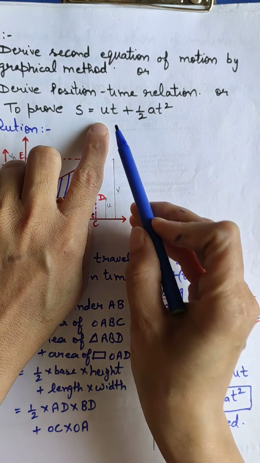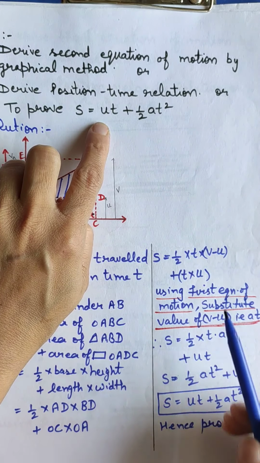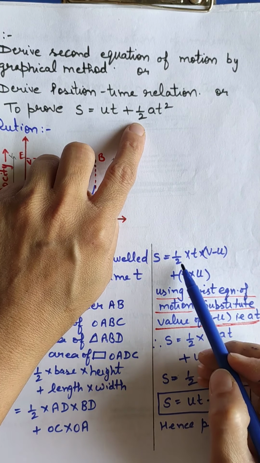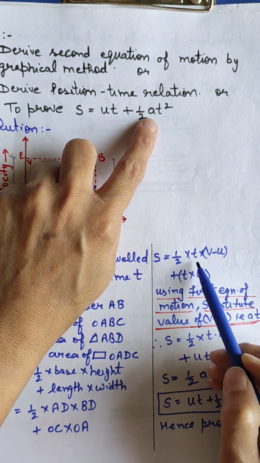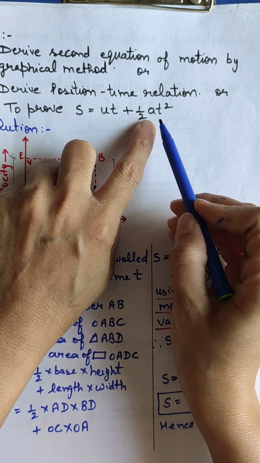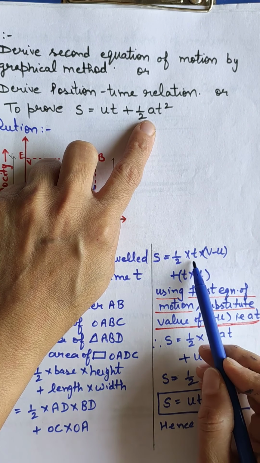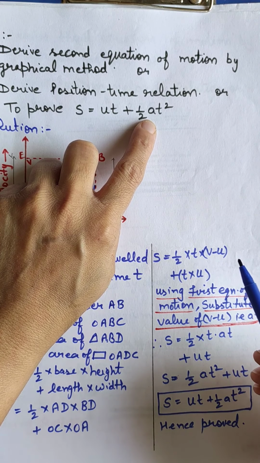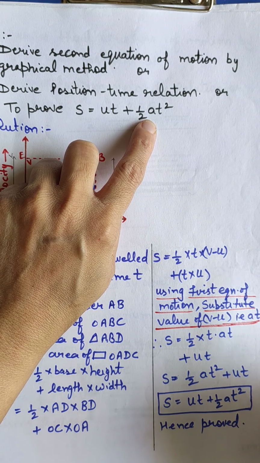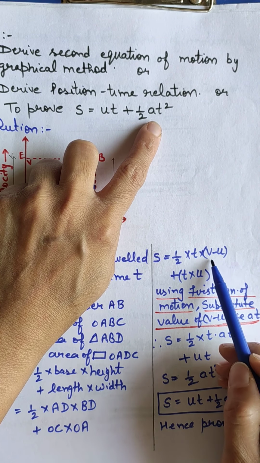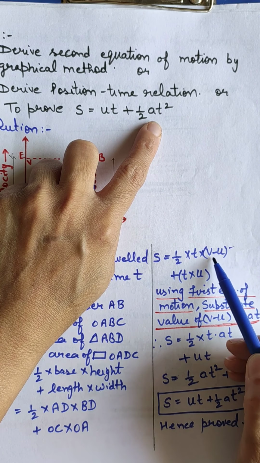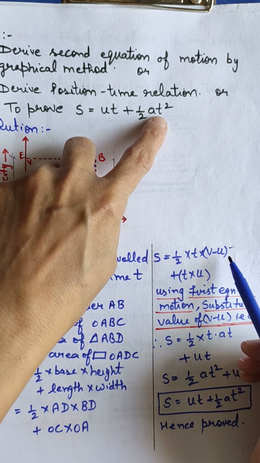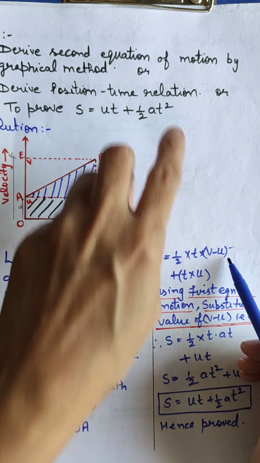S, then UT we have to find, and UT we are having. Now, half A. We want A, but in this equation, A is not there. So, it means we have to bring A from somewhere and we want to finish this V minus U from this equation. T we require and T we are having. No doubt, square.